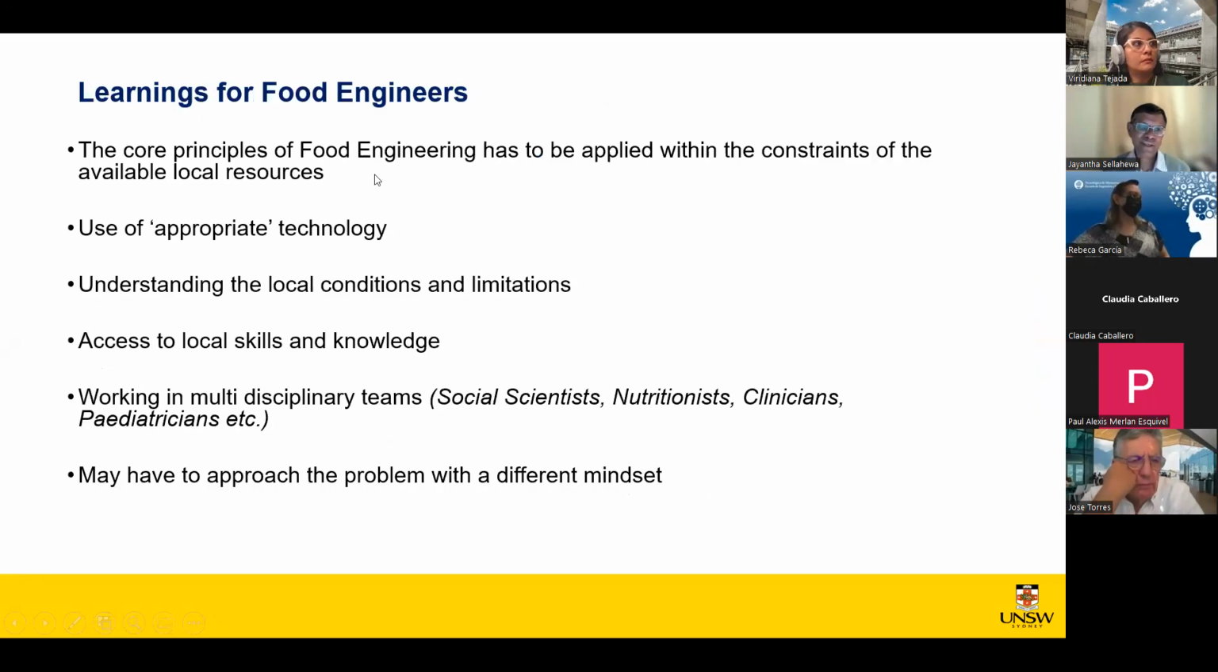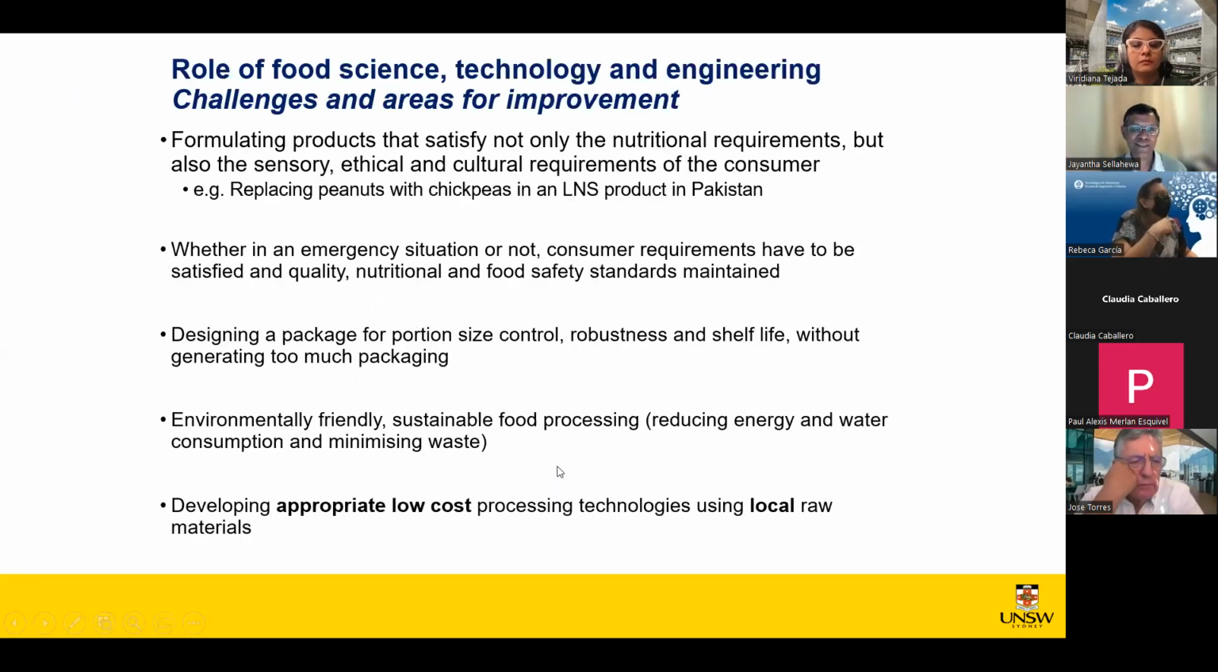So for food engineers, what are the learnings? Although it doesn't sound too complicated, we can still use the core principles of food engineering in this example, but we have to make it appropriate. We have to understand the local limitations. We have to use local skills, and we have to work in multidisciplinary teams, not only with nutritionists and clinicians, but also with social scientists, because the system is very different, and we have to go with a different mindset.